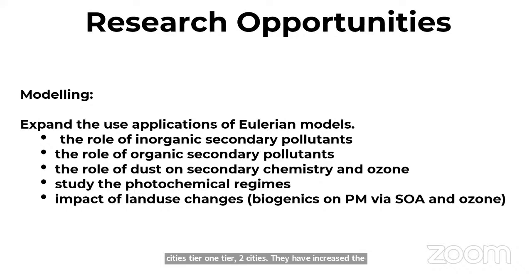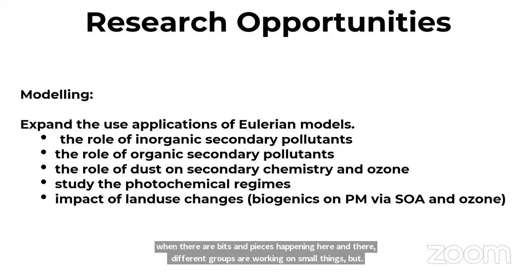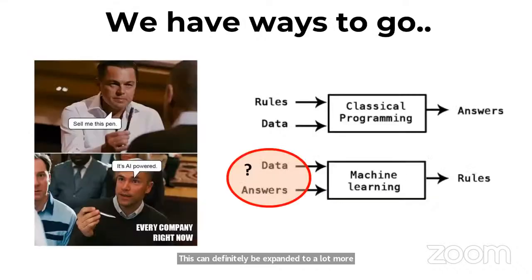So what kind of effect does it have on biogenics? Because biogenics are really important. Biogenics help reduce the ozone pollution in the cities. If we are taking that out of the system and it's only been confined to the rural areas or forest areas, what kind of impact does it have on both aerosol science and ozone science? These are the kind of questions where I think there are a lot of opportunities that we still haven't explored enough. There are bits and pieces happening here and there. Different groups are working on small things, but this can definitely be expanded to a lot more.